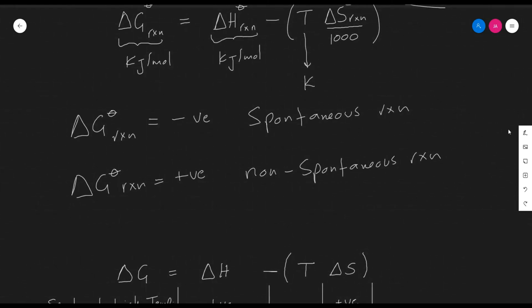Thus, if delta G of a reaction is negative, as displayed here, the reaction would be a spontaneous reaction at that given temperature. While if the calculated Gibbs free energy change of a reaction is a positive value, that means the reaction is non-spontaneous at that particular temperature. I will cover an example as to how to calculate the Gibbs free energy change of a reaction at the end of this video.